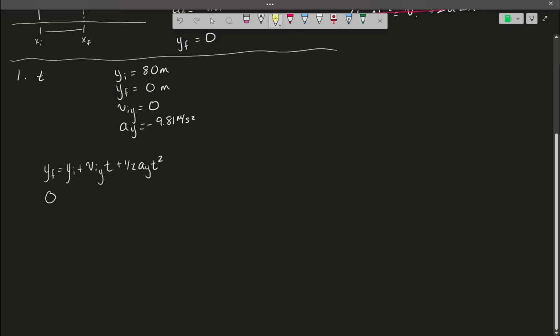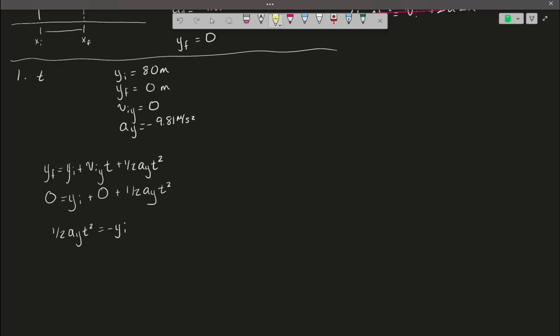So my final position is 0, initial position. My initial velocity in the y direction is 0, meaning that this whole term will go to 0, plus 1/2 acceleration in the y direction, time squared. So this is really going to simplify the equation, and I am going to rewrite this, moving the initial position to the right-hand side.